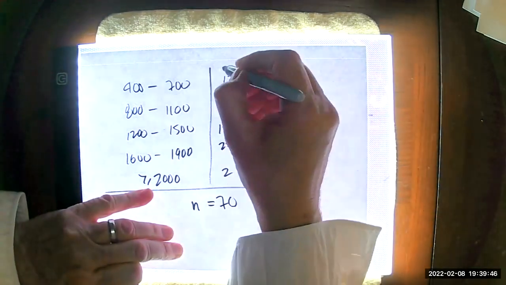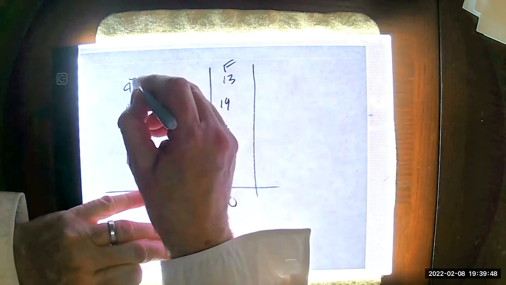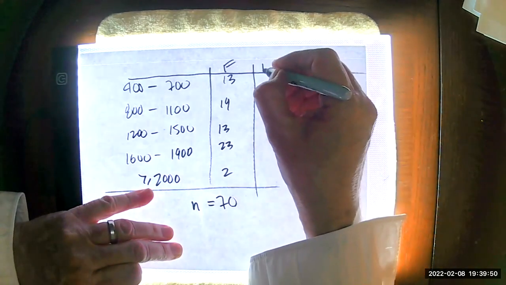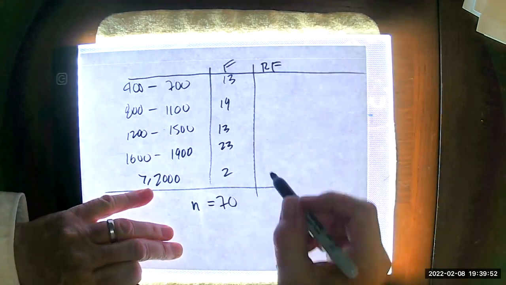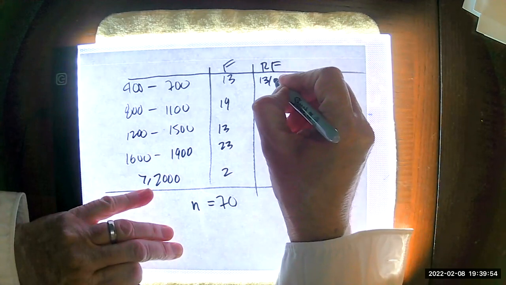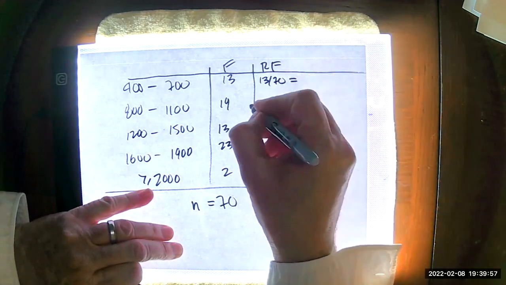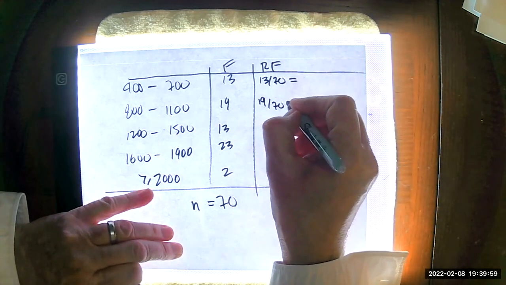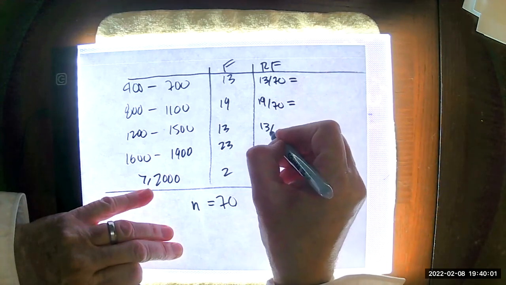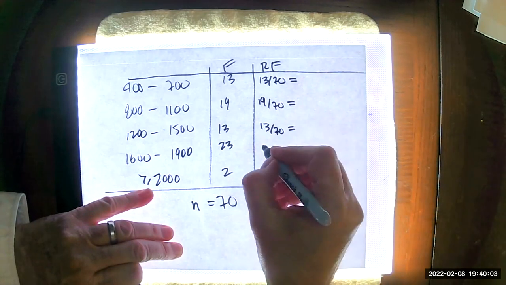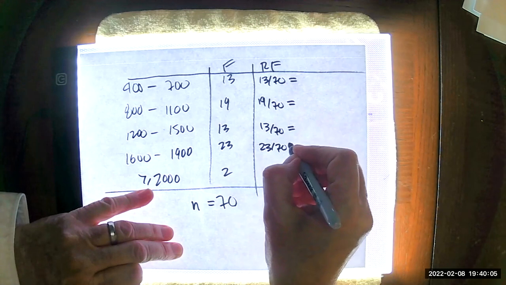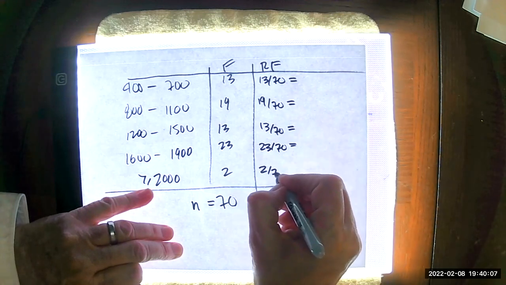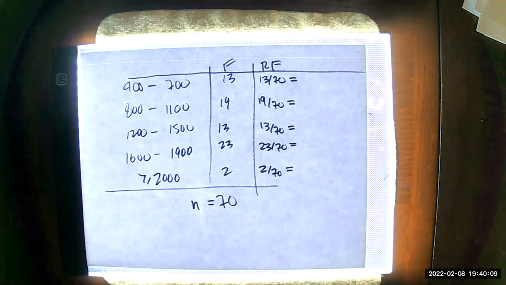Now, this is my frequency. The relative frequency requires I do a little bit of math. I need to take the 13 and divide it by the 70, 19 divided by the 70, 13 divided by the 70, 23 divided by 70, and 2 divided by 70.